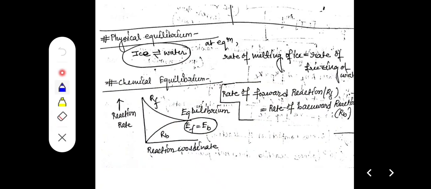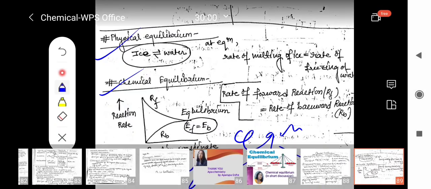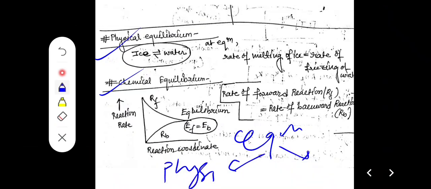Okay. Now we consider physical equilibrium and chemical equilibrium. Equilibrium should be divided into two categories. That is, physical equilibrium, where there must be no chemical change. The other is chemical equilibrium, where there should be a chemical reaction or chemical changes.